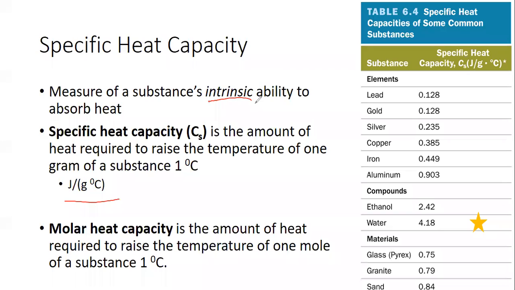These are intrinsic properties. That means it doesn't matter how much stuff you have. The specific heat capacity never changes. You can have an ocean of water versus a glass of water, and the value of specific heat capacity doesn't change. Here, I just have a table of different specific heat capacities.